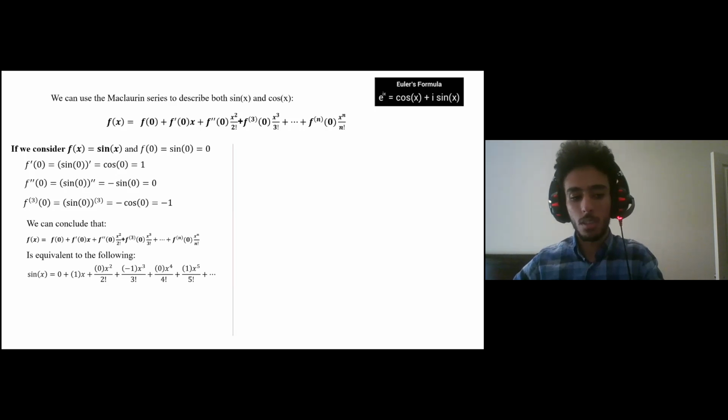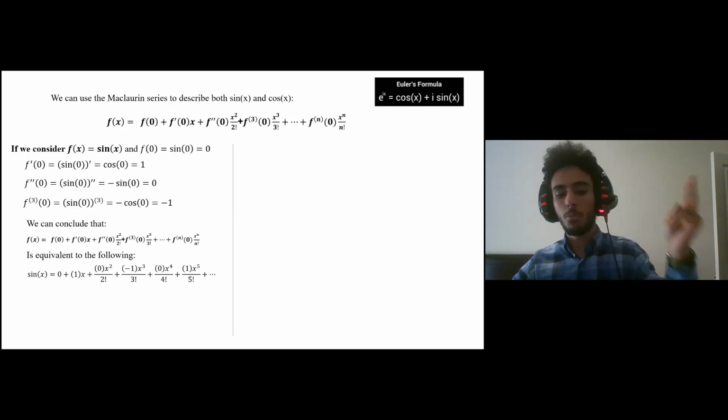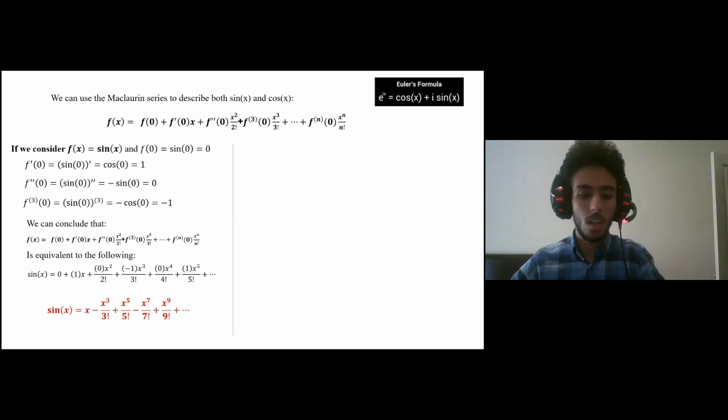It's going to be equivalent to sine of x equals 0 plus 1 times x plus 0 times x squared over 2 factorial plus -1 x cubed over 3 factorial. And you're just going to keep looping back over again like that. And we're going to get in the end sine of x is equal to x minus x cubed over 3 factorial plus x to the power of 5 over 5 factorial minus x to the power of 7 over 7 factorial, and so on. Here we mainly have x to the power of an odd number like 1, 3, 5, and 7. And we're going to keep that in mind.